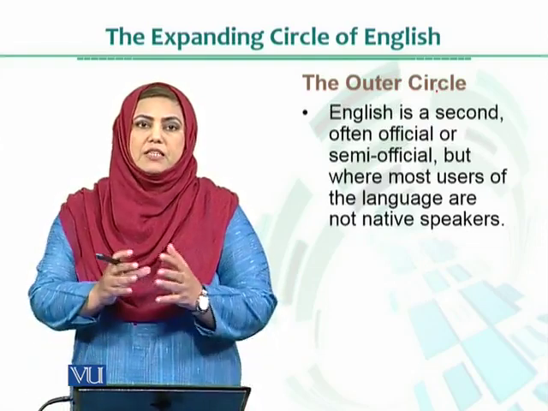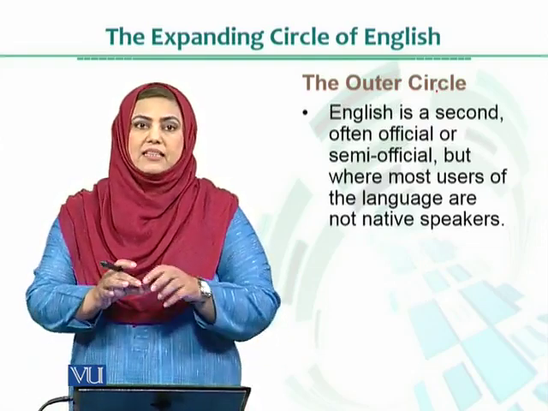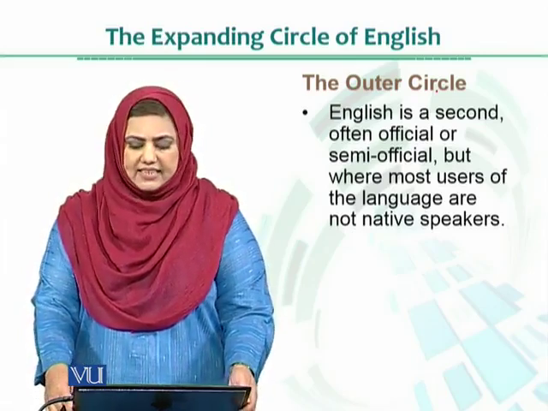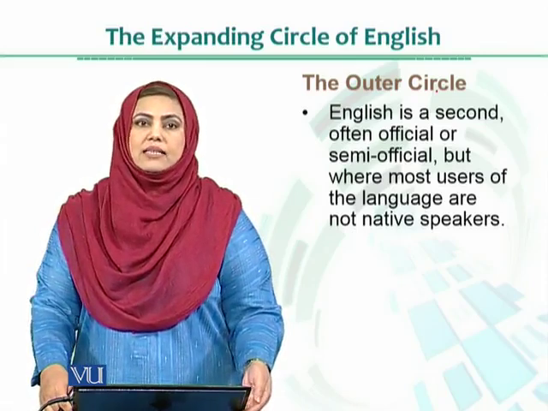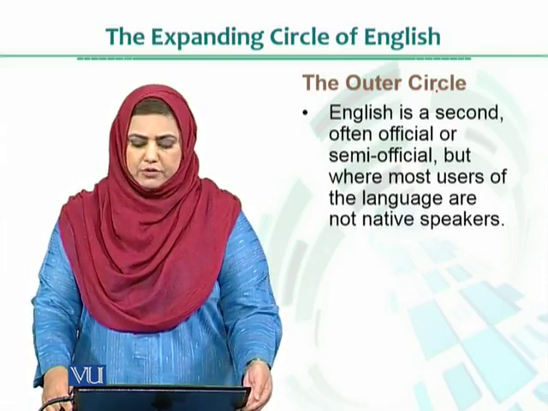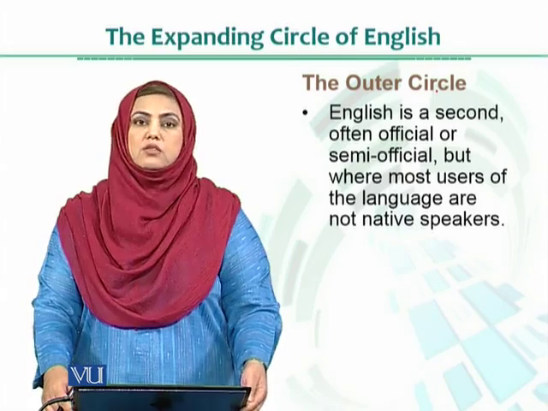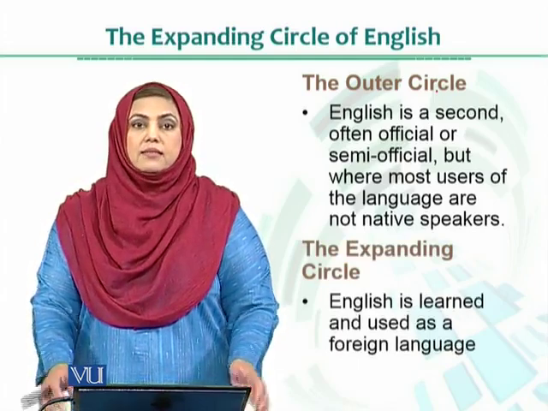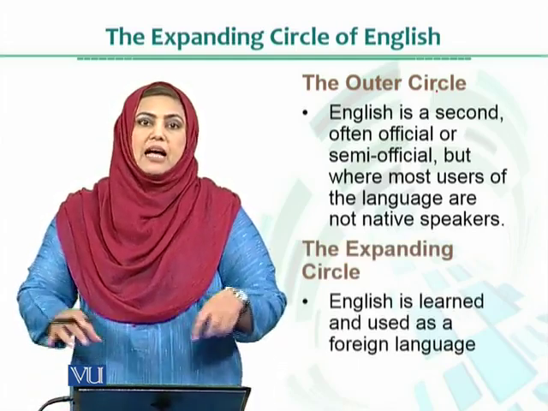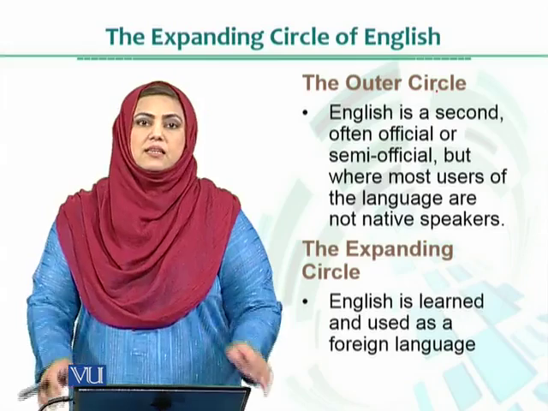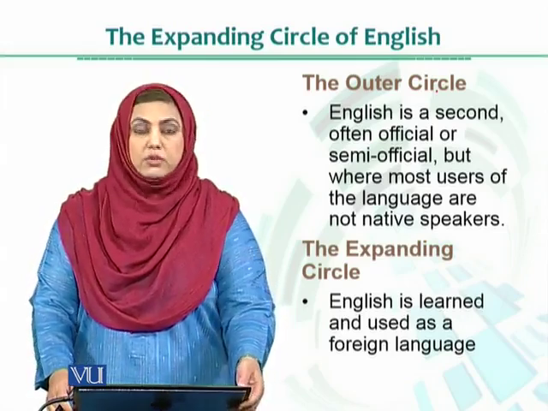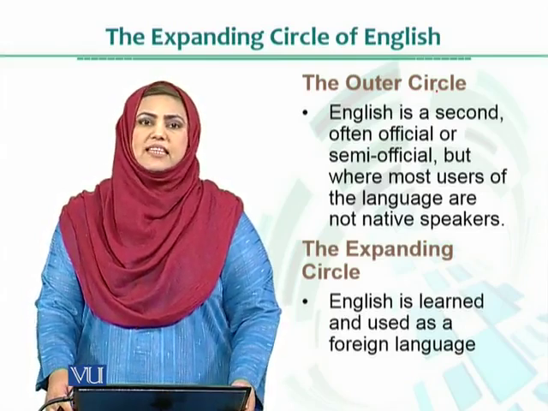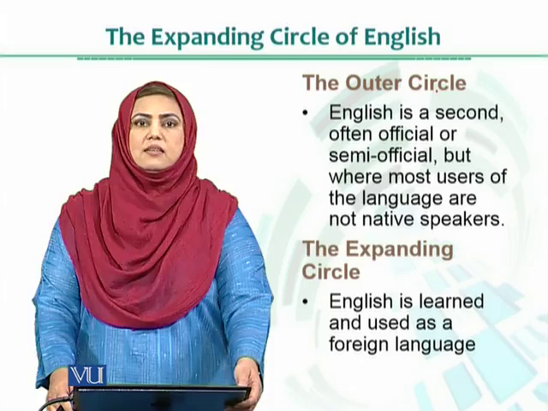Then he gives a list of the countries that come in the outer circle, which is the middle circle. This is where English is used as a second language, often as an official or semi-official language, but where most of the users of English are not native speakers. The third circle that he talks about is the outermost circle. This is the largest circle, in which most of the countries are included. And actually, this is where English is not learnt as a second language, but as a foreign language.